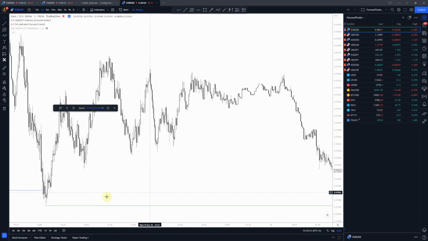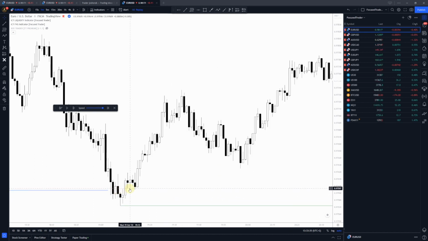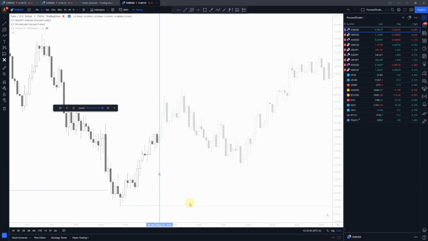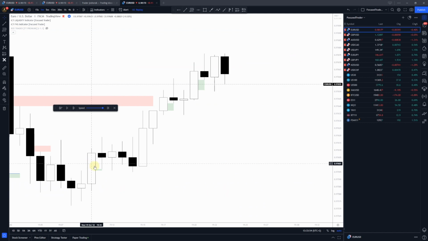Okay, here, and you will see a very small imbalance here. I will again try to use replay if TradingView allows me, and it seems that it doesn't. I think that I'm too far away in the history. Okay, it counted. Imbalance there.